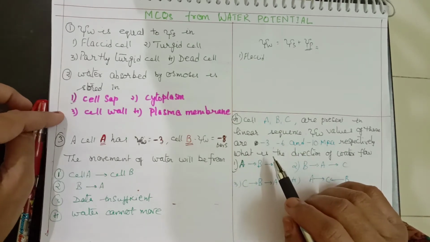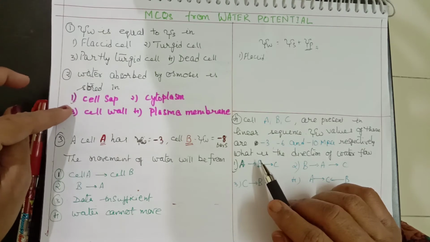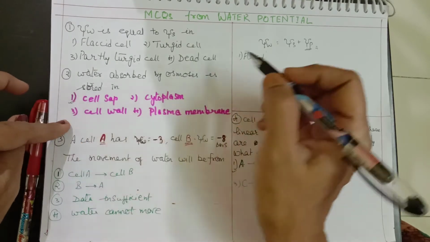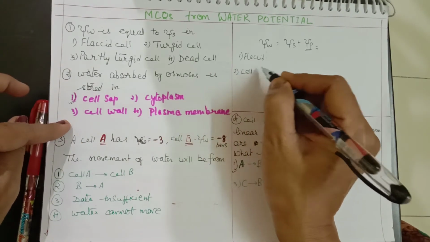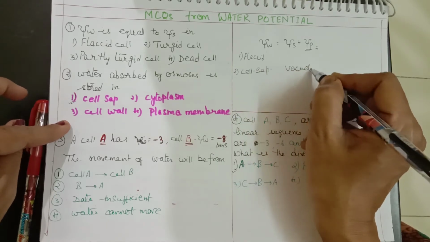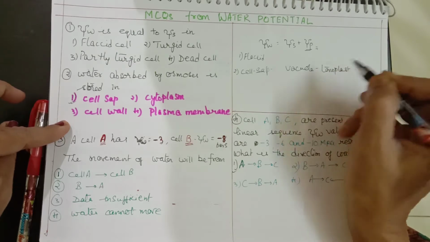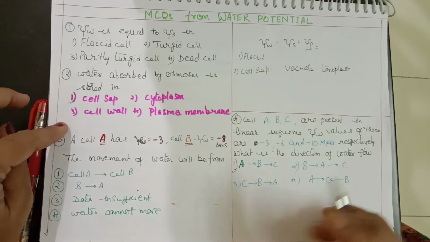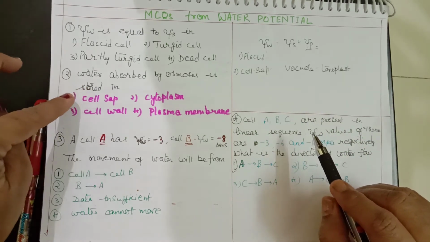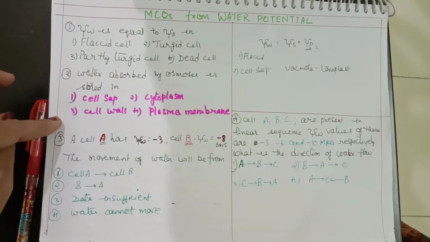Okay, now coming to the next question. Water absorbed by osmosis is stored in: the cell sap. You know the cell sap is the fluid present in the vacuole. And the membrane of the vacuole, that is the tonoplast, contributes for most of the osmosis. So whatever water is absorbed by osmosis will be stored in the cell sap. So here the answer will be cell sap.